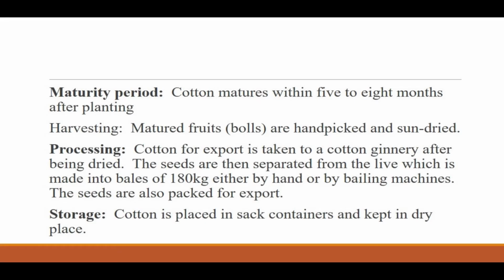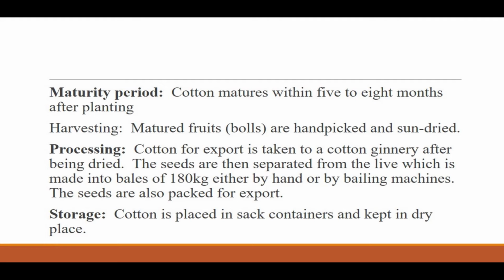Maturity periods: cotton matures within 5 to 8 months after planting. And harvesting: matured fruits, which is the balls, are handpicked and sun-dried. How do we process them? Cotton for export is taken to the cotton ginnery after being dried.